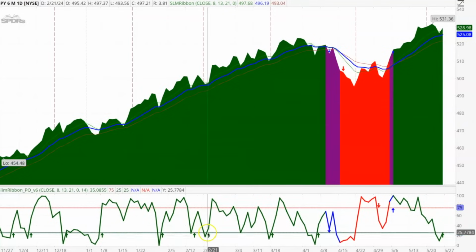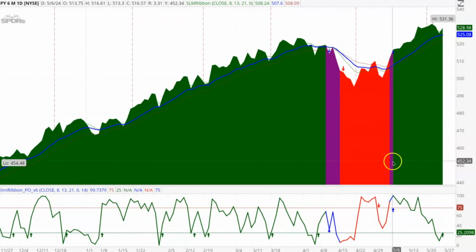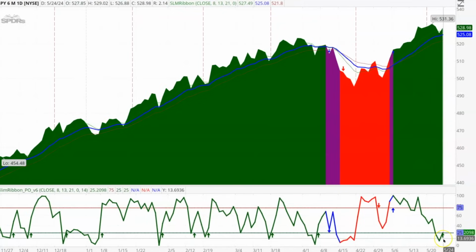The slim ribbon gave you a signal it was going to resume to the upside. Here is where it turned red, and it gave you a downside signal right there that was quickly negated to neutral. As you see, this turned blue right there, and then it turned green again. And you can see what we're getting here, the upside arrow, which tells you that the market is likely to be resuming to the upside.